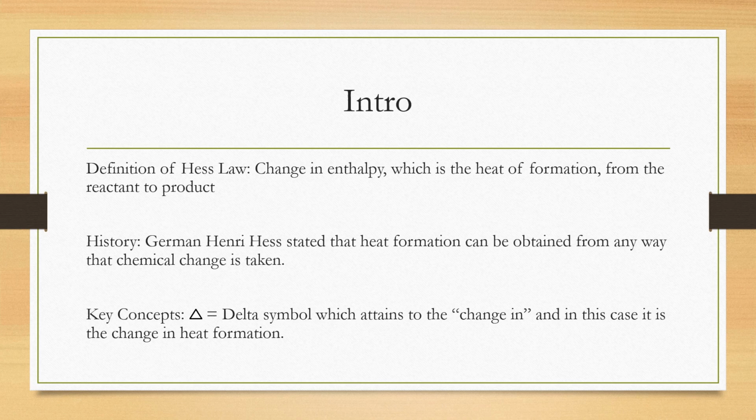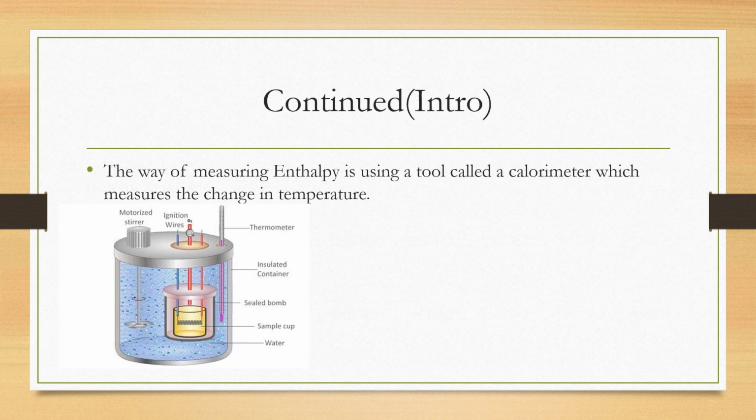A few key concepts: the delta symbol, which is a triangle, refers to the change in, and in this case, the change in the heat of formation. Another quick fact about how to measure the enthalpy change is using a calorimeter, and that measures the change in temperature.